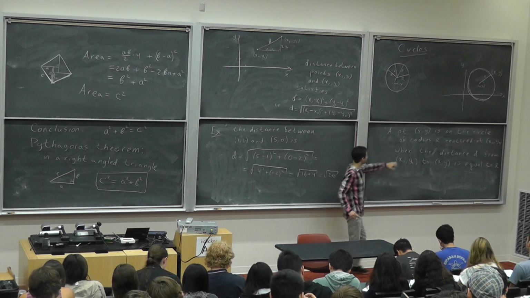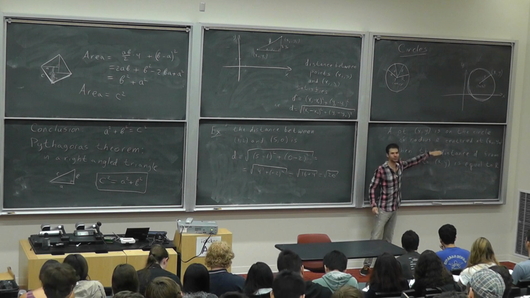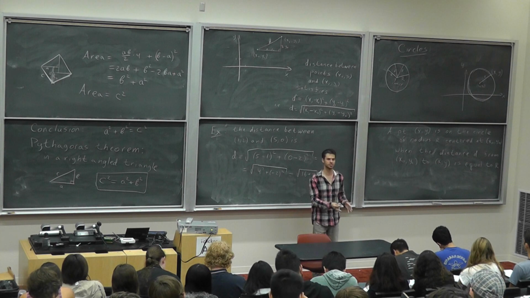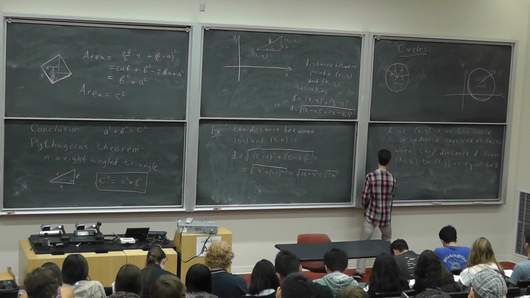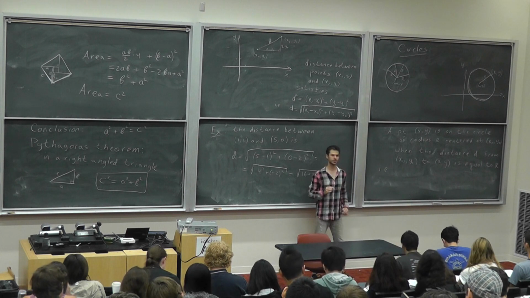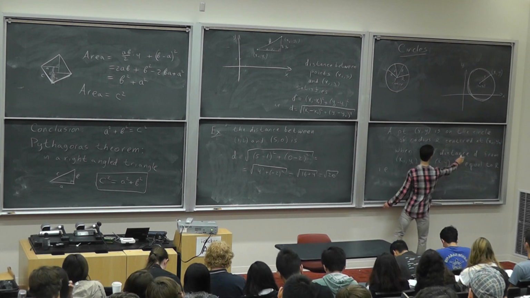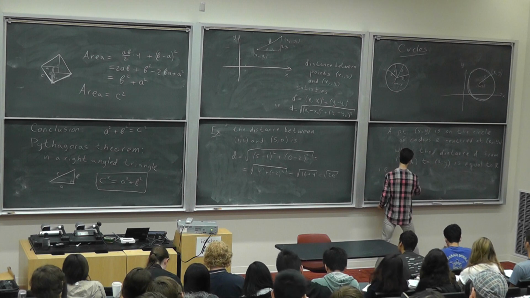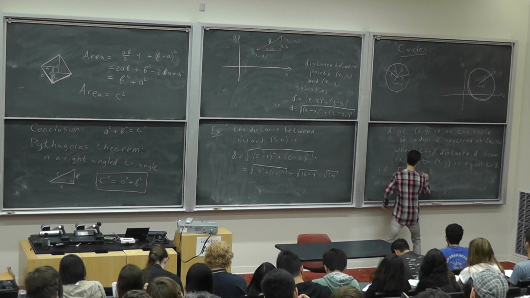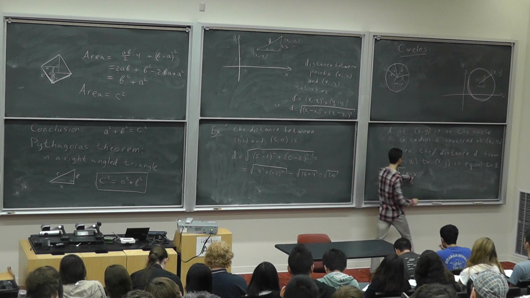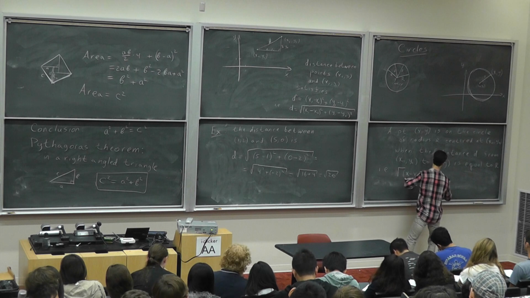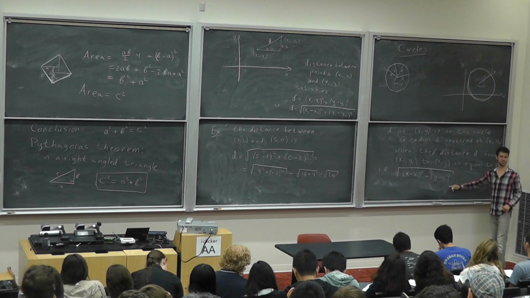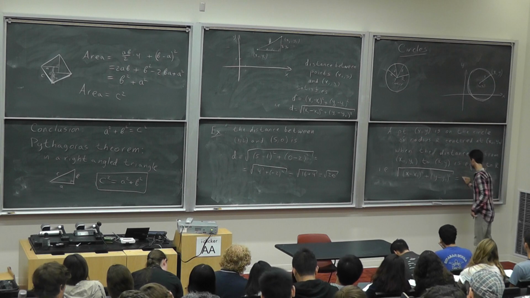But now we know how to translate every word in this sentence into algebraic terms. We know what the distance is. So let me rewrite it in algebraic terms. The distance from this point to that point, well, we have a formula: square root of the square of the difference of x values plus the square of the difference of y values. That's the distance, and it must be equal to r.